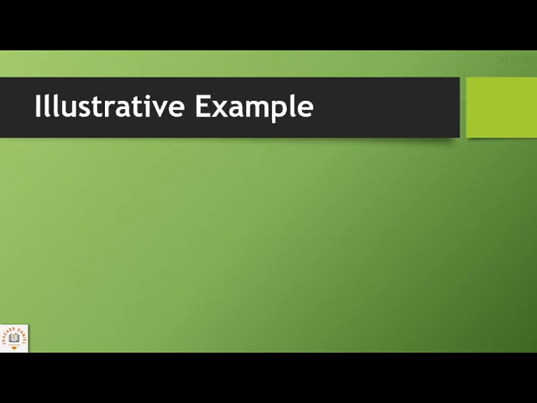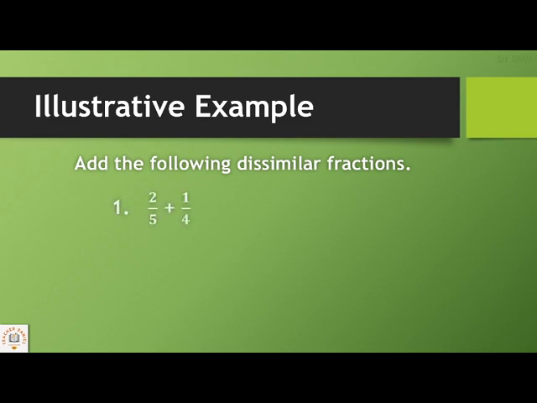Let's have an illustrative example. Add the following dissimilar fractions. Number 1, 2/5 plus 1/4. As you can see, they have different denominators. So first, let's get the LCD. The LCD is 20.